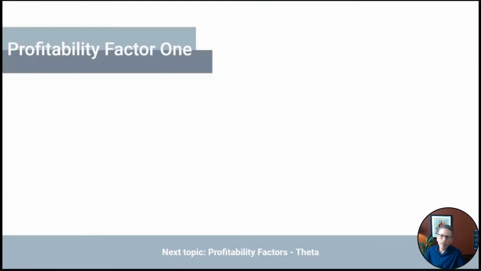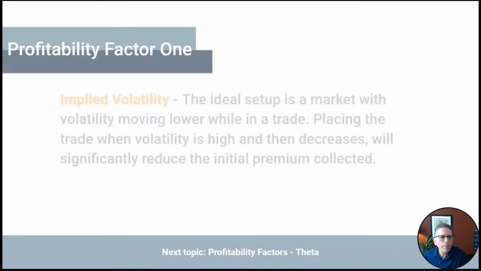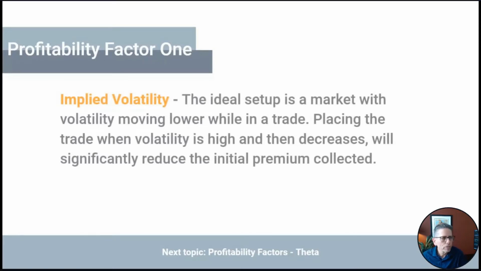So we're going to talk about profitability factors. Number one is implied volatility. Volatility is a major thing with options. If you have high volatility and you're selling an option, that's ideal. Sometimes you don't get that, but that's the ideal position. You want the market with volatility moving lower while in the trade. Placing the trade when volatility is high, then it decreases, will significantly reduce the premium collected, and that's what you want. You want the premium to squeeze in.